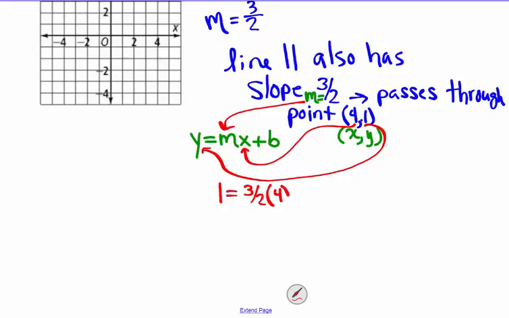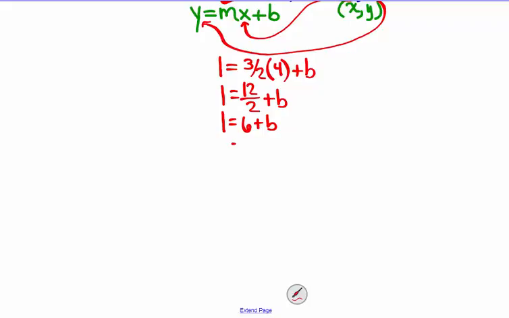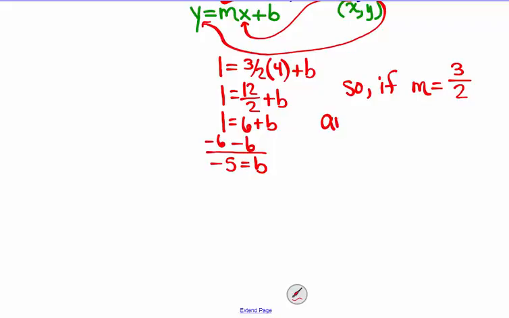1 equals 3/2 times 4 plus b. 1 equals 3 times 4 is 12 over 2 plus b. 12 over 2 is the same thing as 6. When I subtract 6 from both sides, I find out that negative 5 equals b. Now, because I know the slope of my line, which is 3/2, and I know the y-intercept is negative 5, I can then write the equation y equals 3/2 x minus 5.